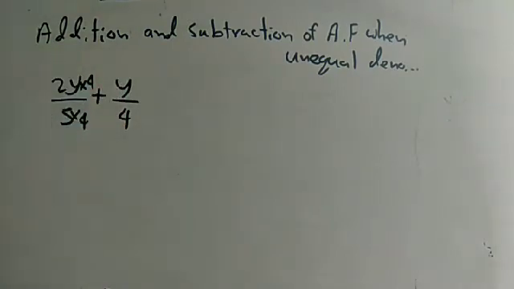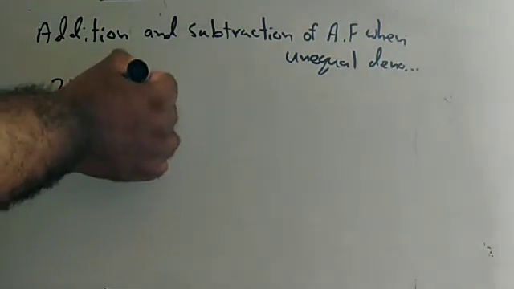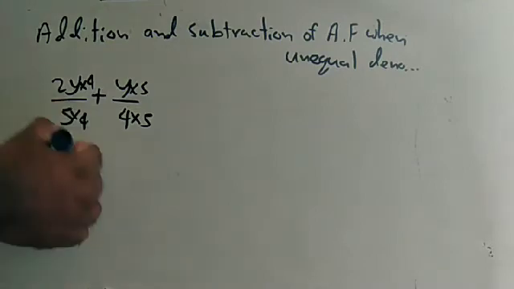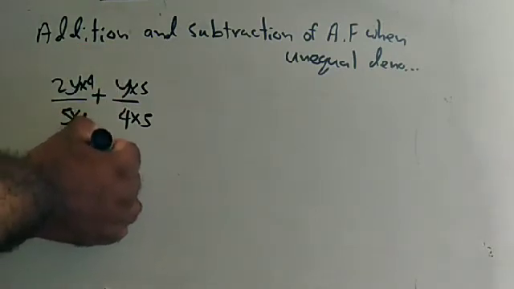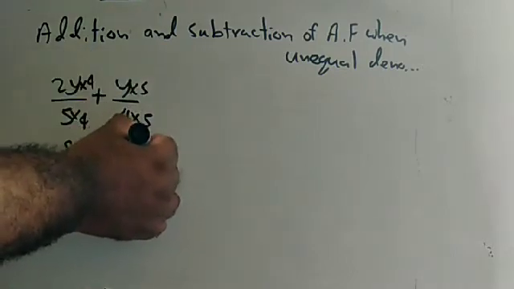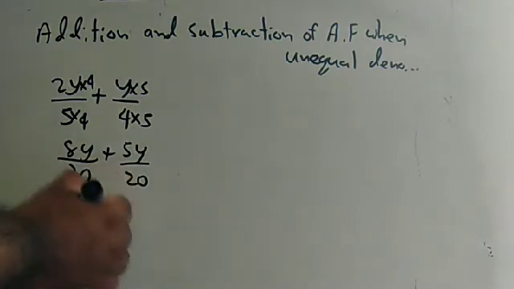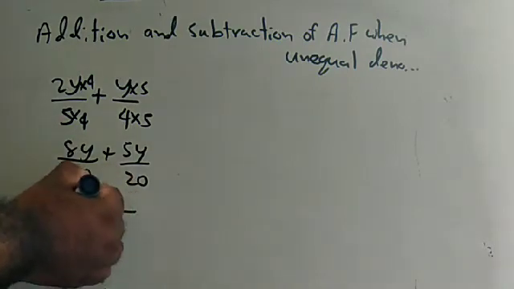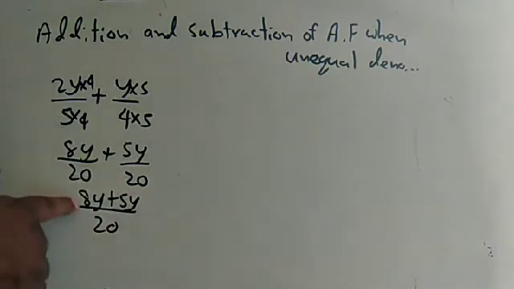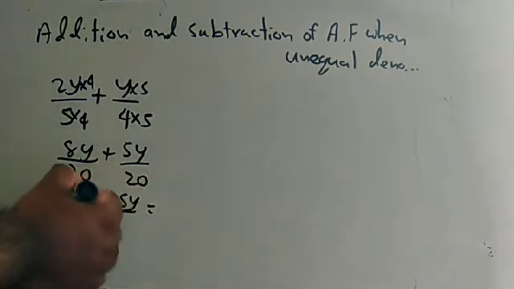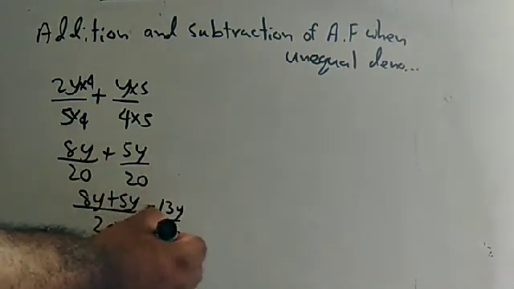Two equivalent fractions. Here to make 20, 4 should multiply by 5. Then 5 into 4, 20. 2y into 4, 8y. Plus 5 into y, 5y. 4 into 5, 20. Right, now you can see 20 is common. When we add 8y plus 5y, this is like terms, 8 plus 5, 13y upon 20. Final answer.